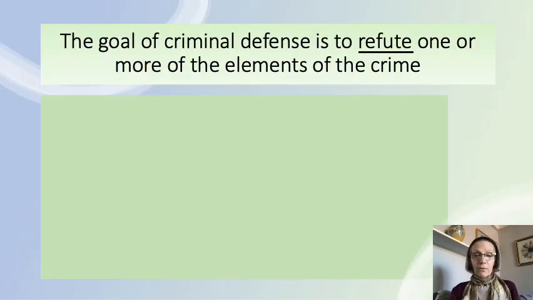The goal of a criminal defense is to refute one or more of the elements of the crime. So the goal is basically to raise doubt as it relates to one of those elements of the crime. And while the prosecutor has to prove all of the elements of the crime, the defense attorney's job is a little bit easier, not really, but if you raise doubt about only one of the elements of a crime, then that's enough to get an acquittal, because the prosecutor needs to prove all of the elements of the crime.